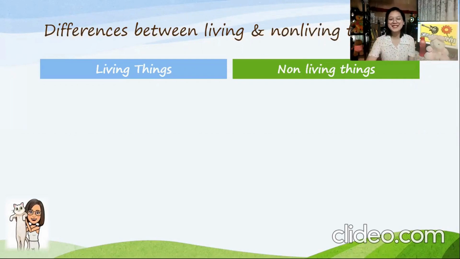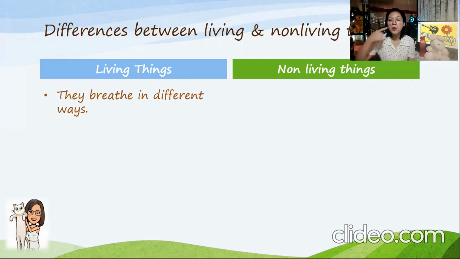Very good. So, living things, just like in the video, they breathe in different ways. Well, as humans, we breathe through our nose. Animals also breathe through their nose. In the ocean, some of the mammals breathe with their lungs or their mouth, so there are different ways of breathing.